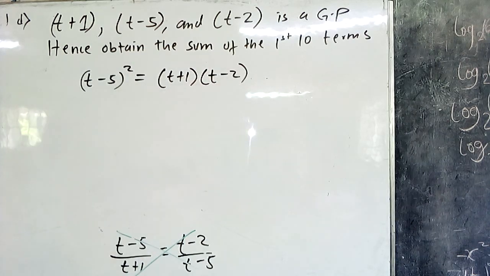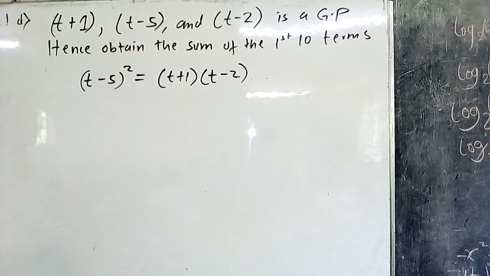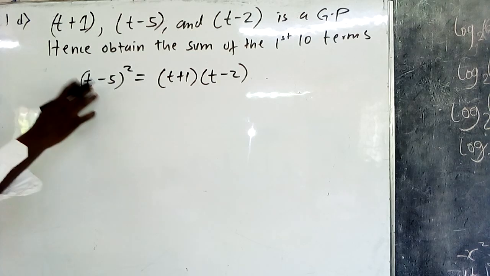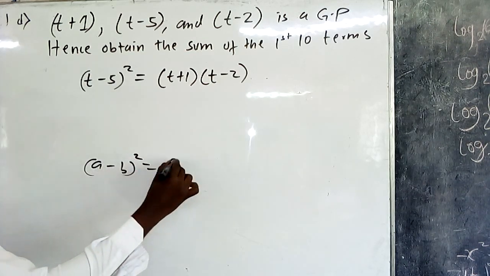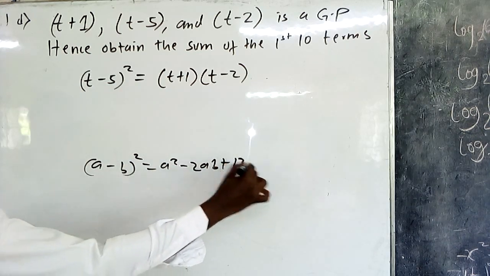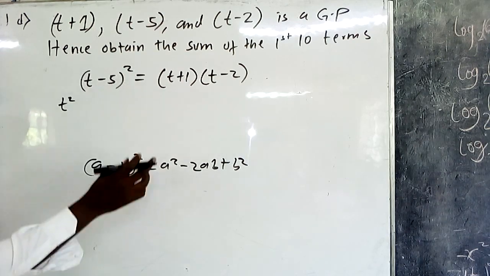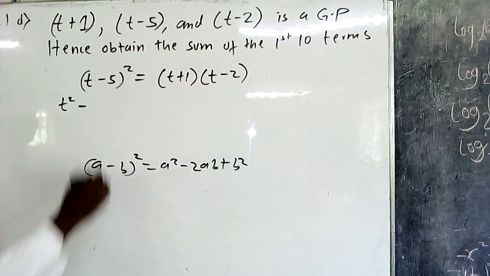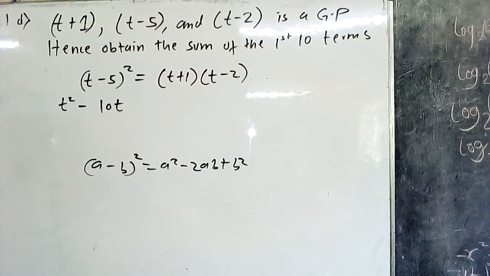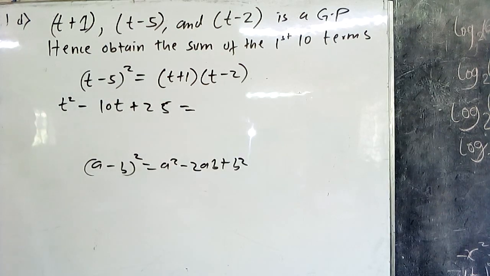Can you expand either side of the equation? If you expand t minus 5 squared, that is a quadratic identity, a minus b squared, which gives a squared minus 2ab plus b squared, meaning a is t and b is 5. So you get t squared minus 10t, then b squared, 5 squared, plus 25. You've expanded that perfect square.